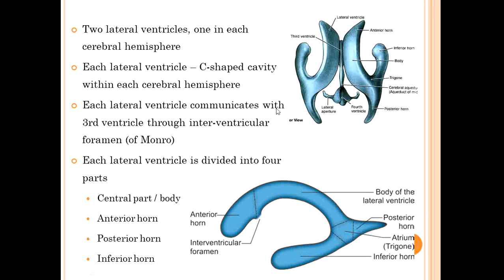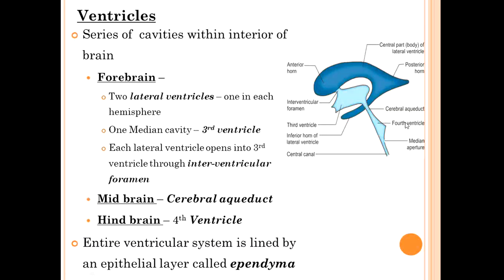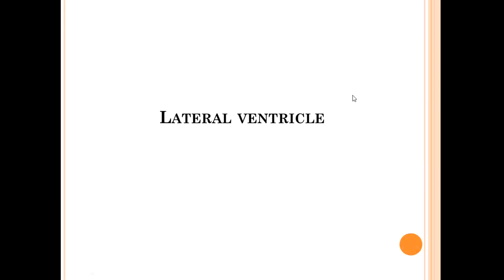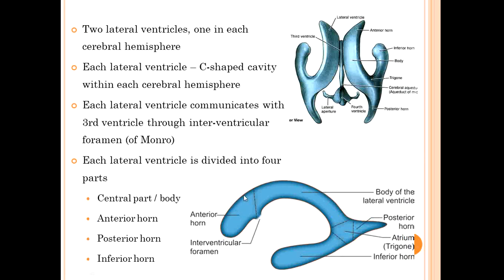Now each lateral ventricle communicates with the third ventricle. I told you, here was the location of the third ventricle. So this lateral ventricle is communicating via the interventricular foramen of Monro into the third ventricle. Again you see, this is the lateral ventricle, and this will be continuing with the third ventricle. Fine.